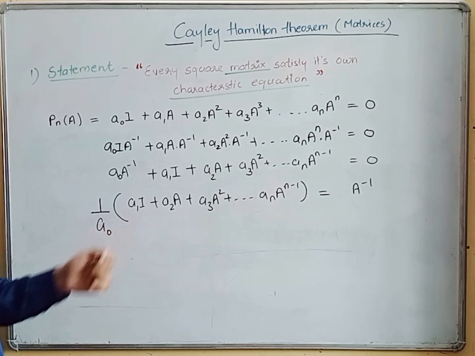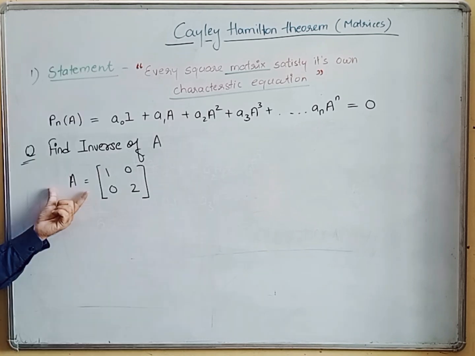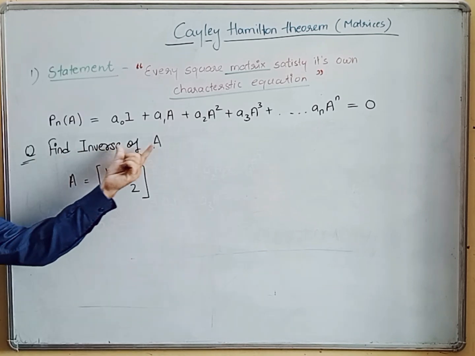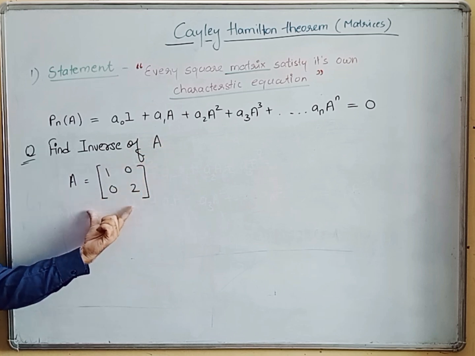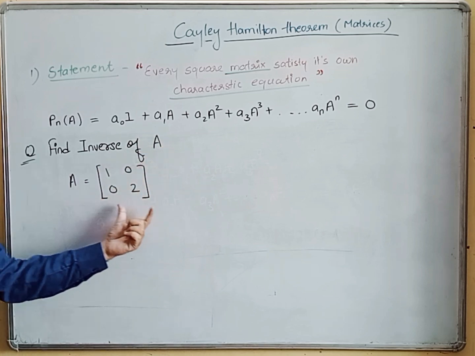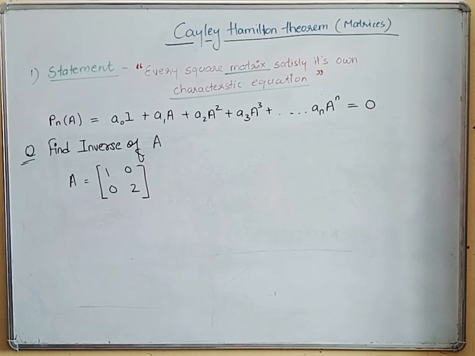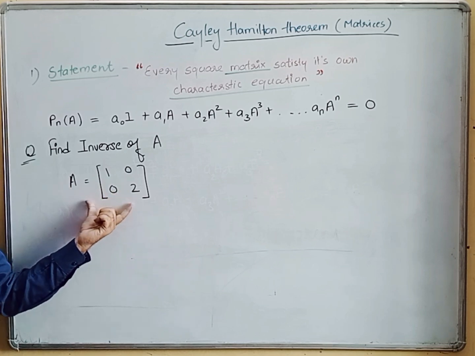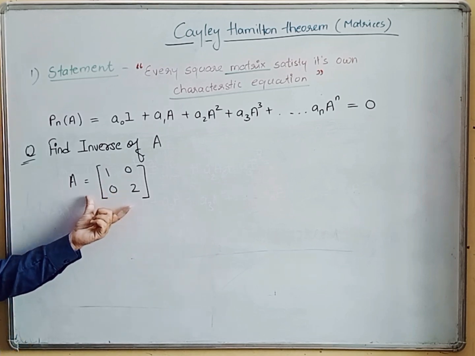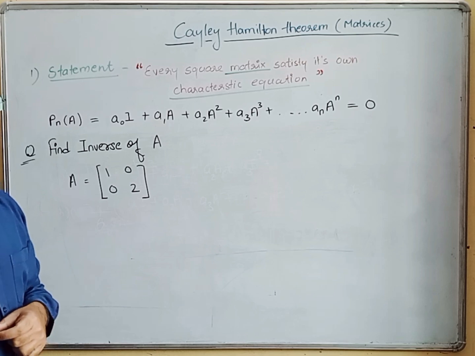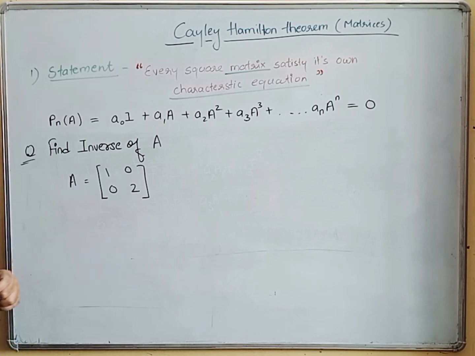Now let us see this with the help of an example. In this question, we need to find the inverse of A, where the matrix A is given here, using the Cayley-Hamilton theorem. So first we need to write the characteristic equation, and then we'll apply the Cayley-Hamilton theorem to find the inverse of the given matrix.